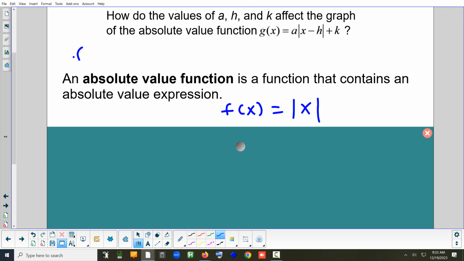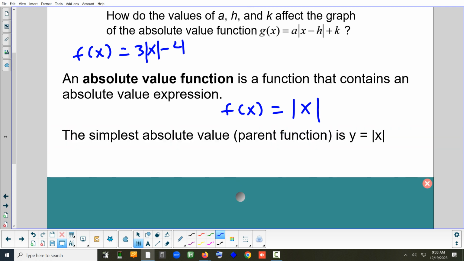How about something like this? Does that have absolute value bars in it? Do you think, Marie? No. No, that's not an absolute value function because it doesn't have any bars in it. Now, what if I did this? Does it have absolute value bars now? Yep, then now it's an absolute value function. Okay, so it has to have the bars in it to be an absolute value function.